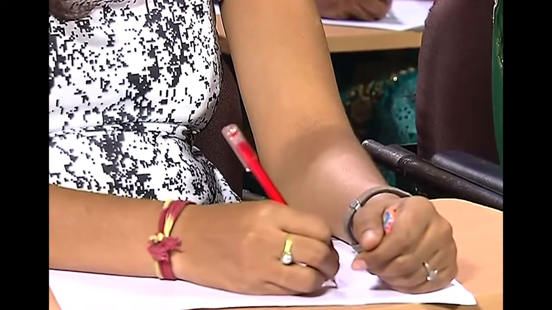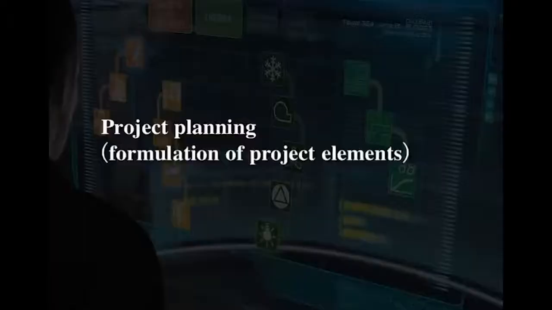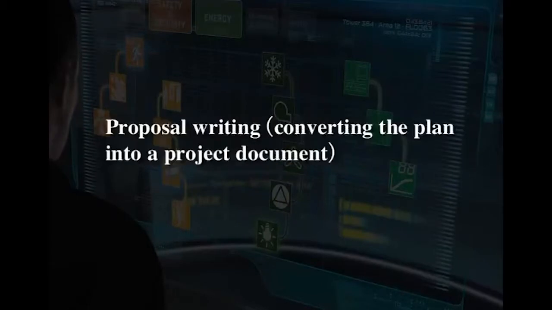Designing a project is a process consisting of two elements which are equally important and thus essential to form a solid project proposal. Firstly, project planning, that is, formulation of project elements. Second, proposal writing, converting the plan into a project document.